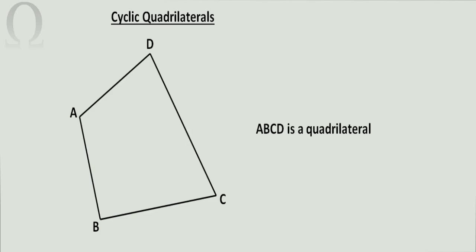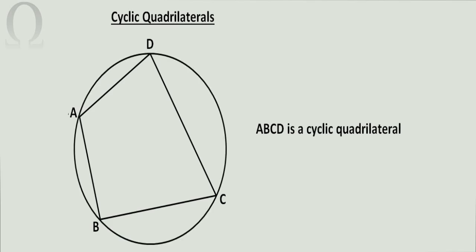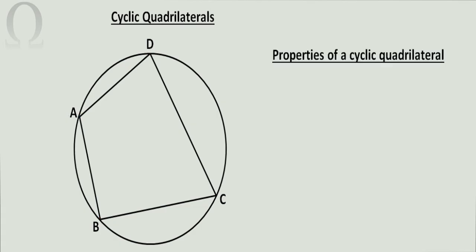A quadrilateral is a four-sided polygon. A quadrilateral is classified as cyclic if all four of its vertices lie on the circumference of a circle. Therefore, ABCD is a cyclic quadrilateral, because all four of its vertices, A, B, C, and D, lie on the circumference of a circle. There are three basic properties of a cyclic quadrilateral.